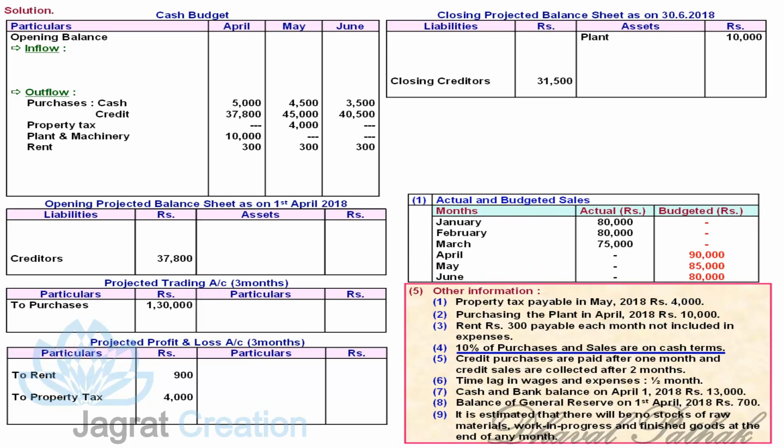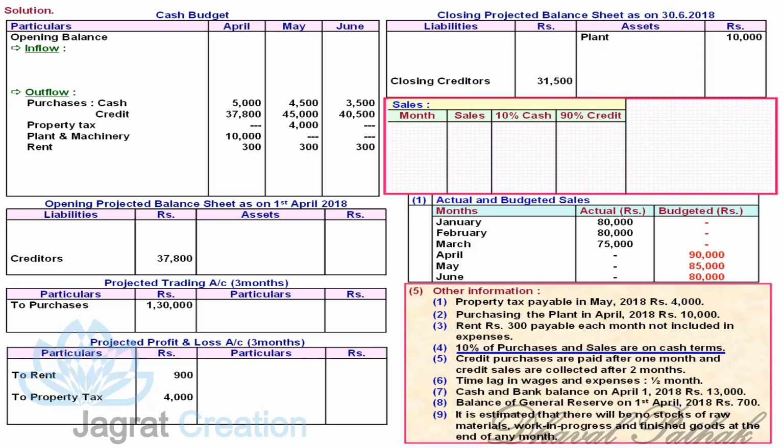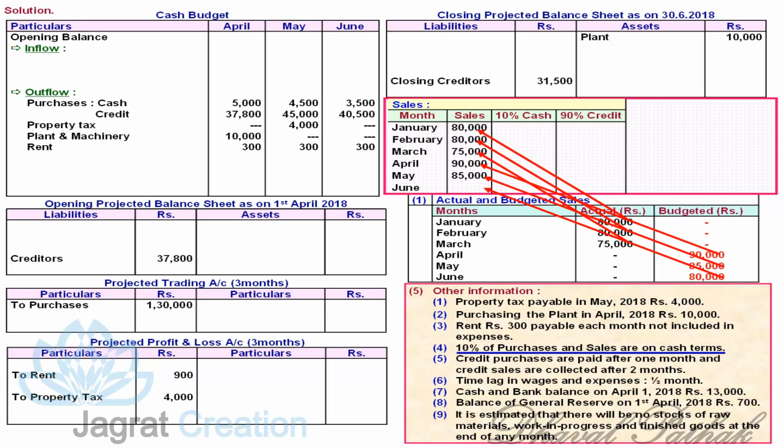These are the details of sales given to me. Actual sales for January, February, March. Estimated sales are given to you for April, May and June. Let me write down the actual and estimated credit sales month-wise in my working note. 10% sales are for cash. So cash sales of January, 10% of 80,000, 8,000. Same way, February cash sales, March cash sales, April cash sales, May cash sales, June cash sales.